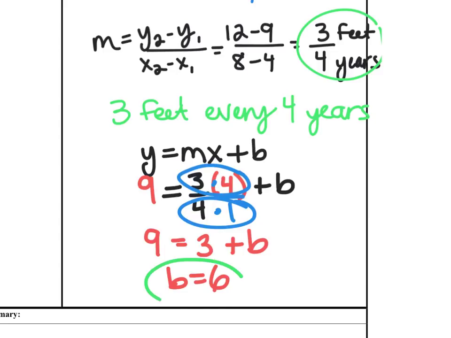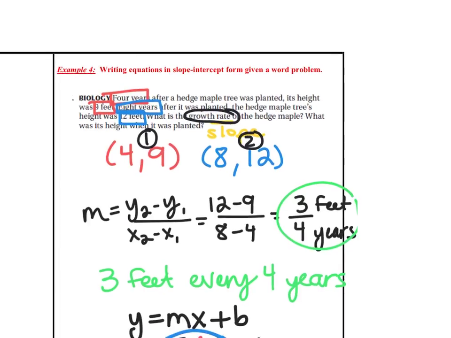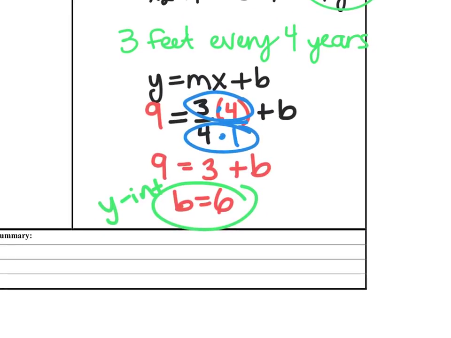We're not done. We actually have to write our final answer in words. It's a word problem. And so that means, b is your y-intercept, right? So this has to be y. My y was feet, and that's what the question is asking for. It's saying what was its height when it was planted. So talk about height here. Its height was 6 feet when it was planted.